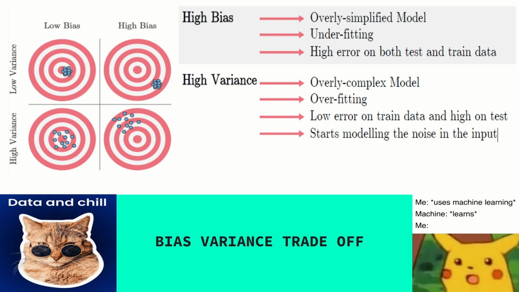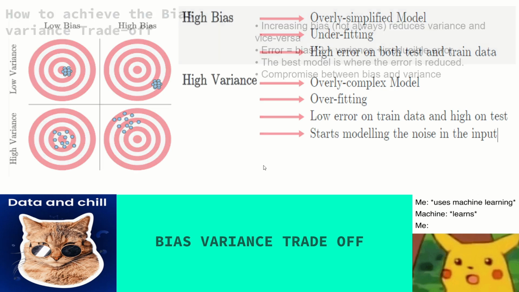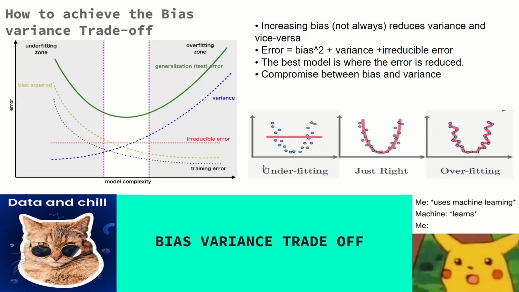Now let's talk about the bias-variance trade-off. Finding the right balance between bias and variance is very crucial for building the model. Increasing the bias may reduce variance, but it might lead to underfitting, that is, high bias, where the model is too simple to capture the patterns. Conversely, reducing bias may increase the variance.